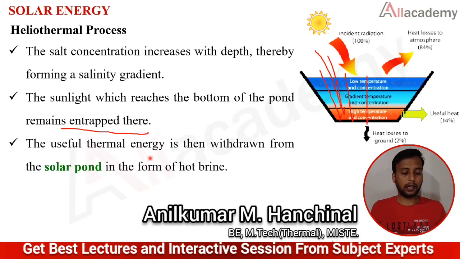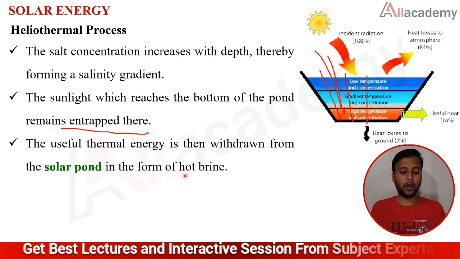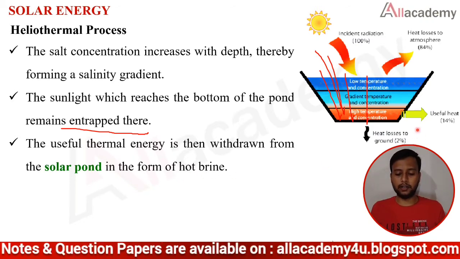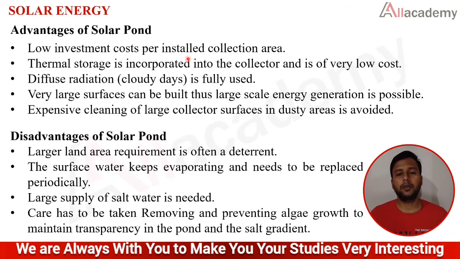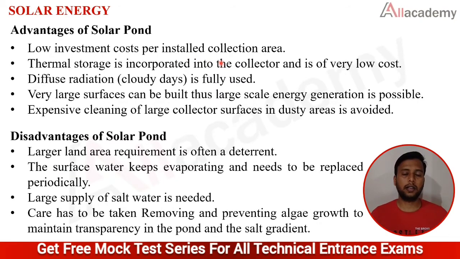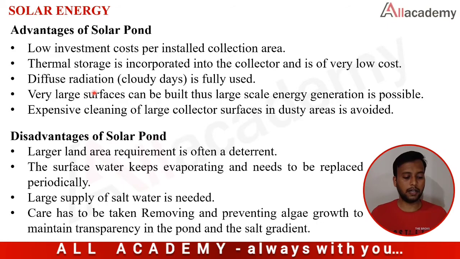Now the useful thermal energy is withdrawn from the solar pond in the form of a hot brine. So here you can see this in the form of hot brine. Whatever stored solar energy is there in the form of heat can be extracted in the form of hot brine. This is how the solar energy is extracted from the solar pond. Now let us look into some of the advantages and disadvantages of a solar pond.